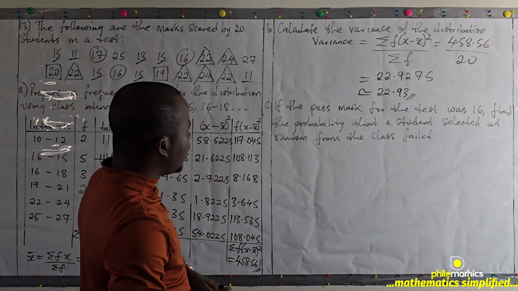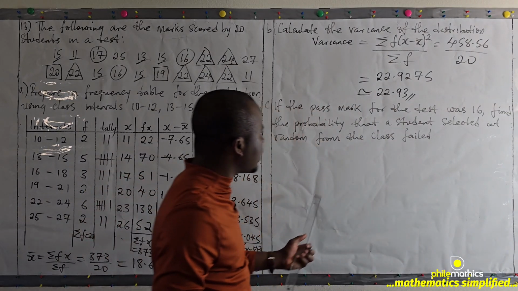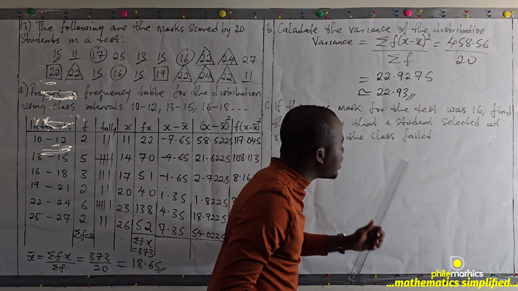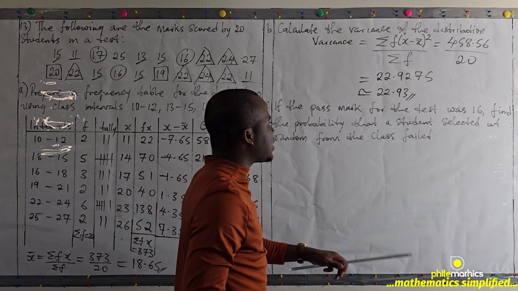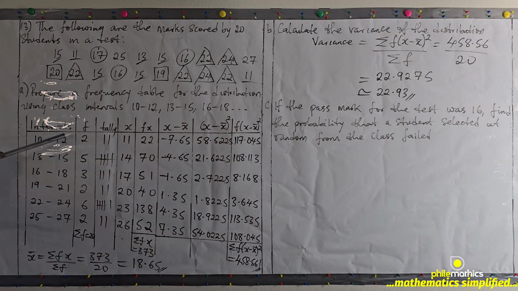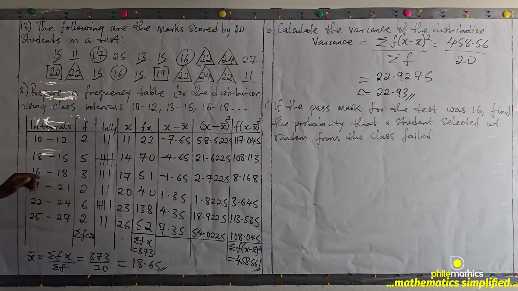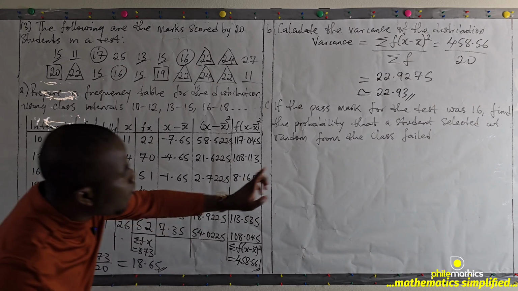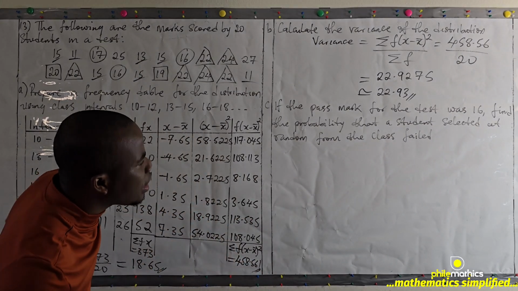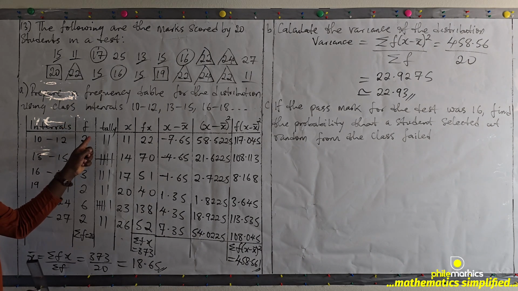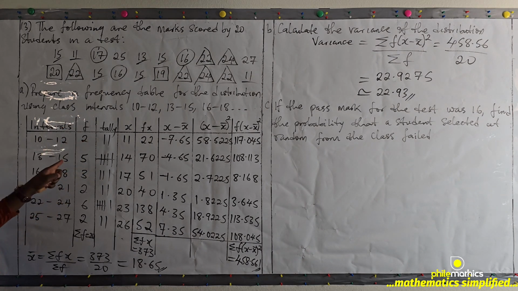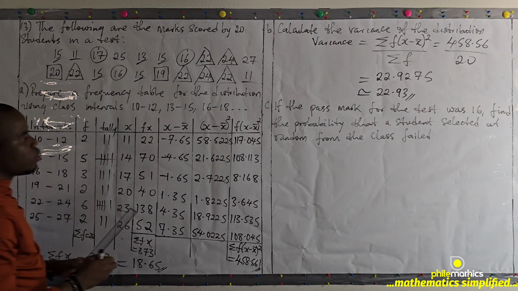Now, part C says if the pass mark for the test was 16, find the probability that a student selected at random from the class failed. Now, we have to look at this. These are the marks. If the pass mark is 16, the pass marks are from this and above. So those that score 16 to 27 are the ones that pass. Find the probability that a student selected at random from the class failed. So the number of students that fail will be those that scored from 10 to 15, which will be 2 plus 5.